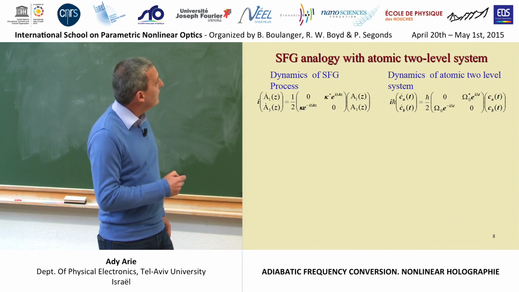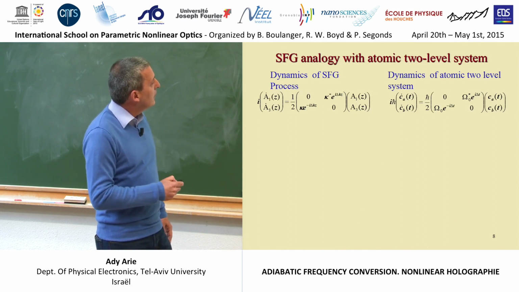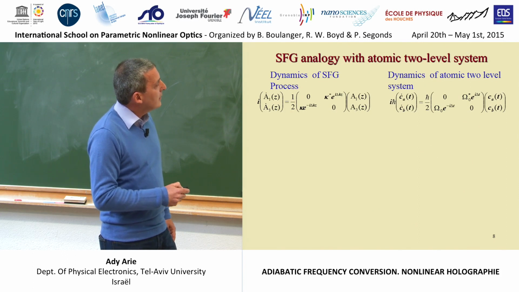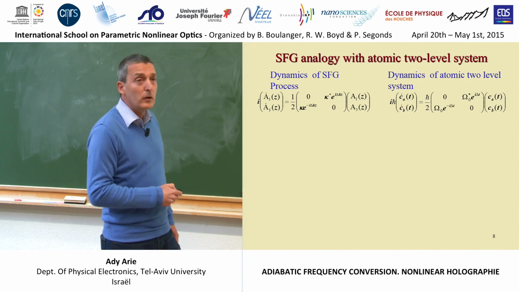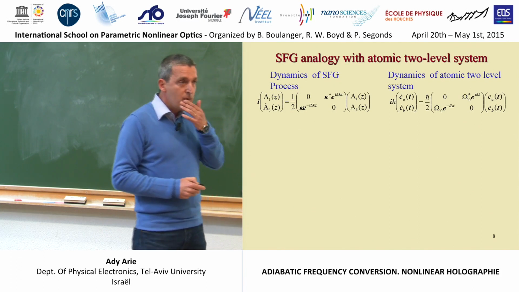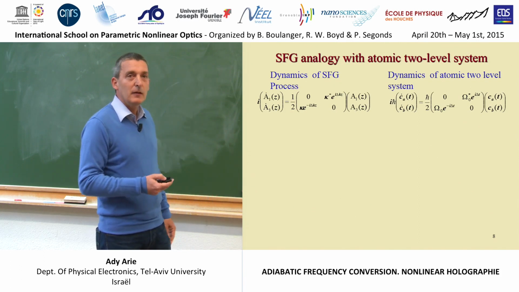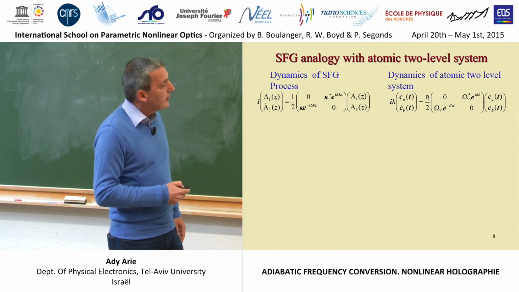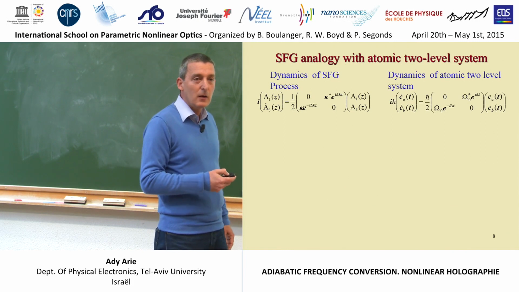So this is the coupled wave equation, and now it's written in a matrix form for some frequency generation process. And this is the coupled wave equation for a two-level system. So CA and CB are the populations in the two levels, A and B. And then delta is the tuning of the light that couples between them.